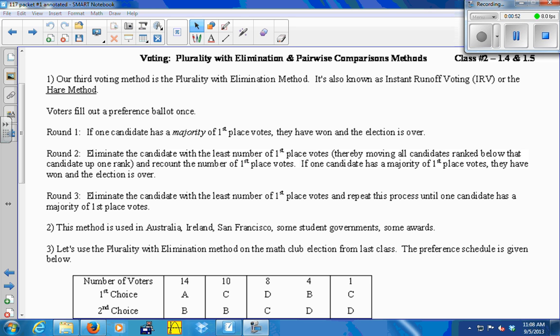So our third voting method is called plurality with elimination. It's also known as instant runoff voting or the Hare method. So here's how it works. Voters fill out a preference ballot once. Everybody goes to the polls, fills out a preference ballot, where they rank their candidates from first to last.